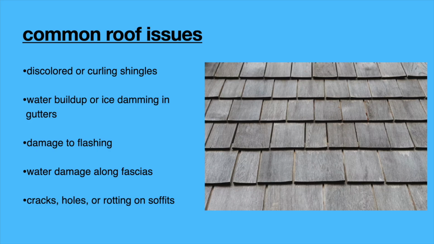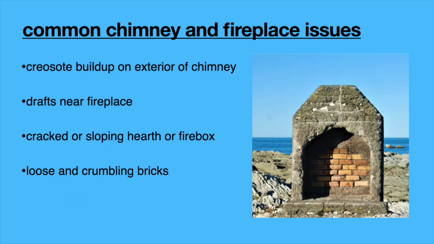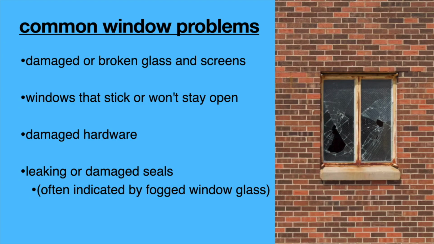Common roof issues to look for include discolored or curling shingles, water buildup or ice damming in gutters, damage to flashing, water damage along fascias, and cracks, holes, or rotting on soffits. Common chimney and fireplace issues include creosote buildup on the exterior of the chimney, drafts near the fireplace, a cracked or sloping hearth or firebox, and loose and crumbling bricks.